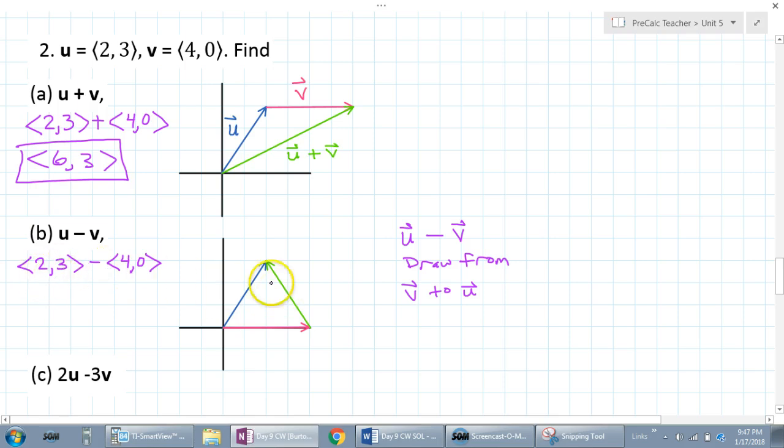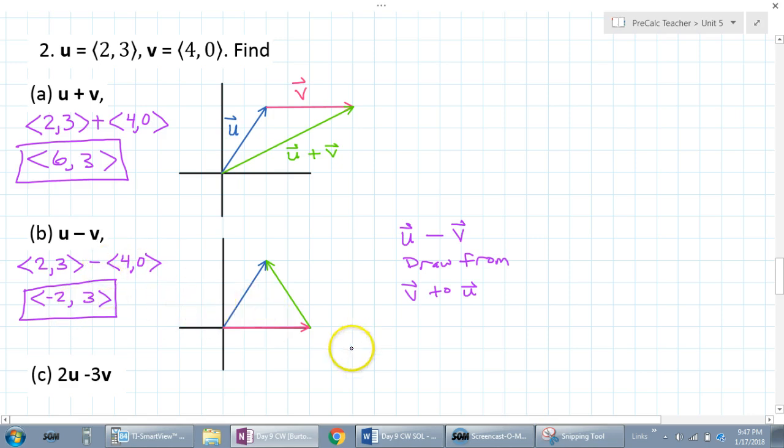Now let's go ahead and do it algebraically and then check our answer. So algebraically, all I need to do is subtract the corresponding components. So 2 minus 4, that's negative 2. And 3 minus 0 is 3. So the vector u minus v should be negative 2, comma 3. So starting from the initial point, look at this green vector. Notice that it goes left 2 and up 3, just like we thought algebraically.